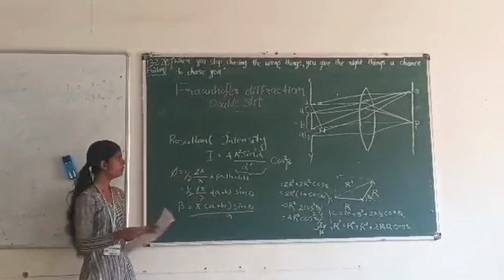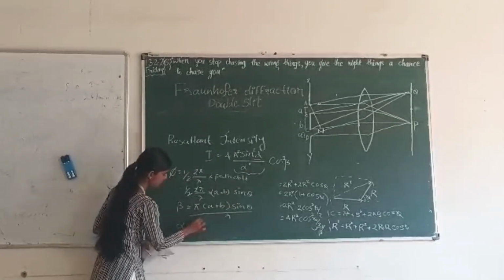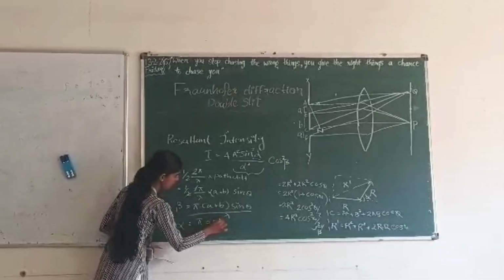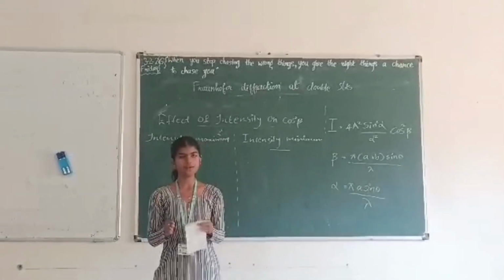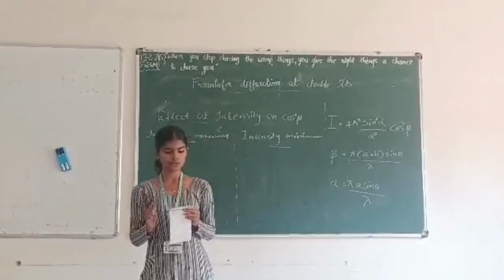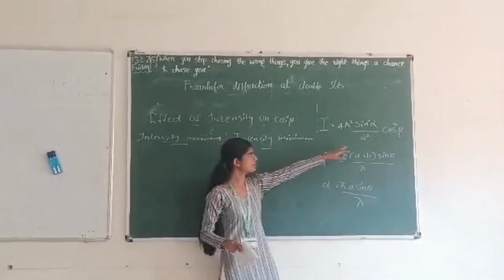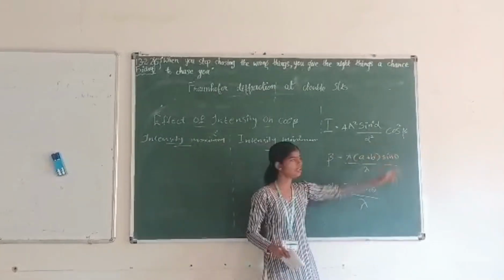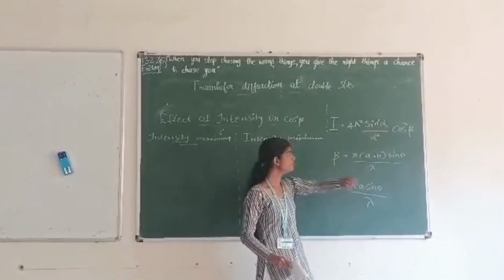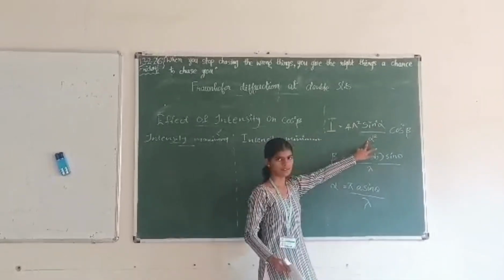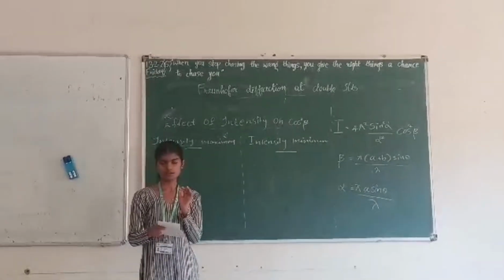And we already know alpha is pi a sin theta by lambda. Conditions for maximum and minimum due to double slit diffraction: we know the intensity expression is A square sin square alpha by alpha square cos square beta. Here sin square alpha by alpha square is due to single slit diffraction. So now we are discussing the effect on intensity of cos square beta.